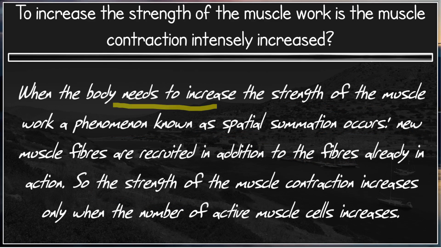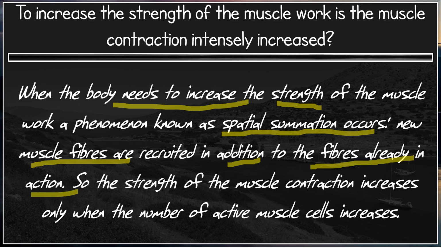When the body needs to increase the strength of the muscle work, the phenomenon known as spatial summation occurs. Muscle fibers are recruited in addition to the fibers already in action, so the strength of the muscle contraction increases only when the number of active muscle cells increases.